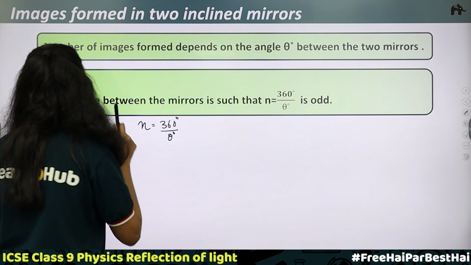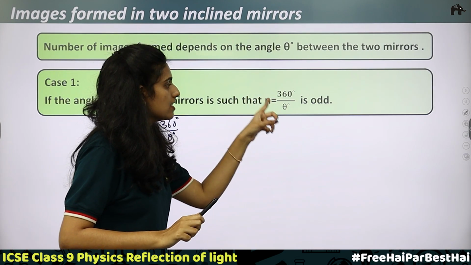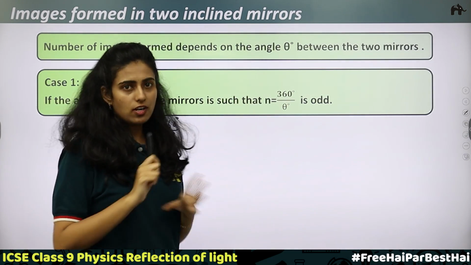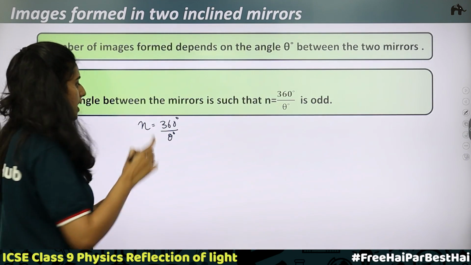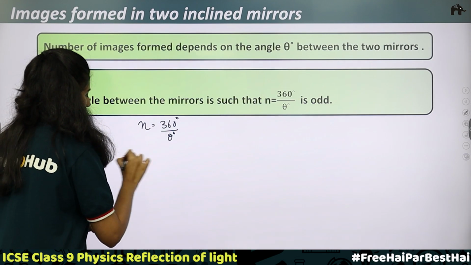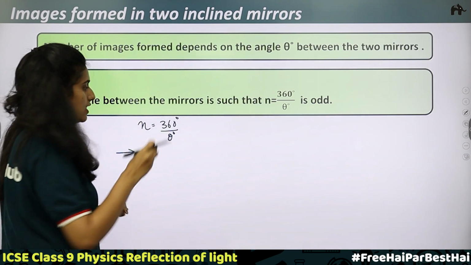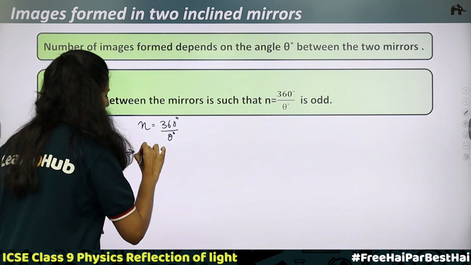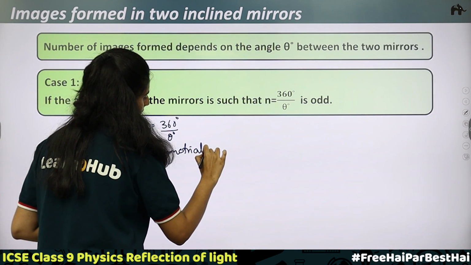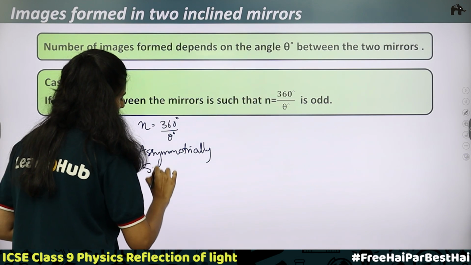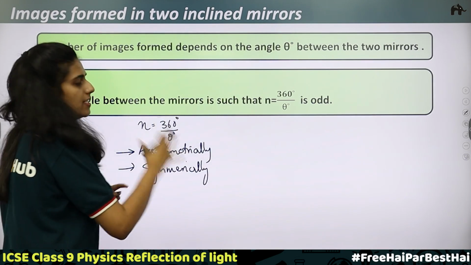Okay. So, the first case that we are considering is if the angle between the mirrors is such that the n value, 360 divided by theta degree, is an odd number. So, we are considering a case when this n value is an odd number. In that case, first is when the object is placed asymmetrically, and the second is when the object is placed symmetrically. Okay, what do asymmetrical and symmetrical mean?